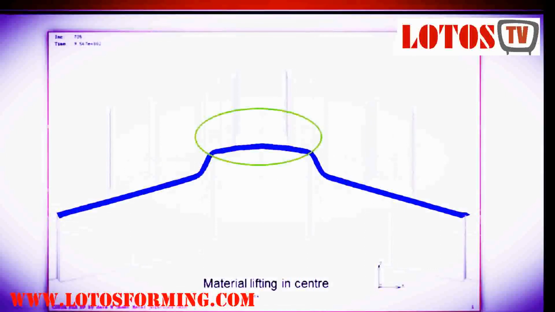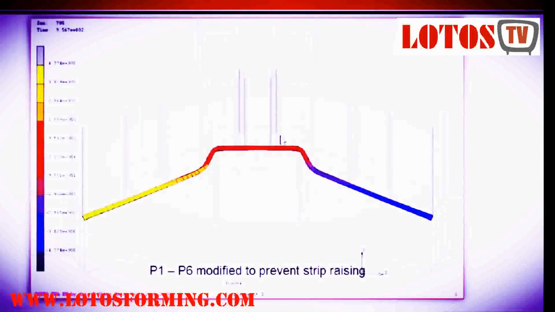A few other things, looking at a cross-section now of the analysis, a few other things that we were able to improve due to simulation. Looking at some of the earlier forming stations, you can see the top roller on which I'm now showing, and the bottom roller and the strip in the middle. The material was lifting in the center, and so we were able to modify the profile of the top roll in the first 6 forming stations to hold the material down.